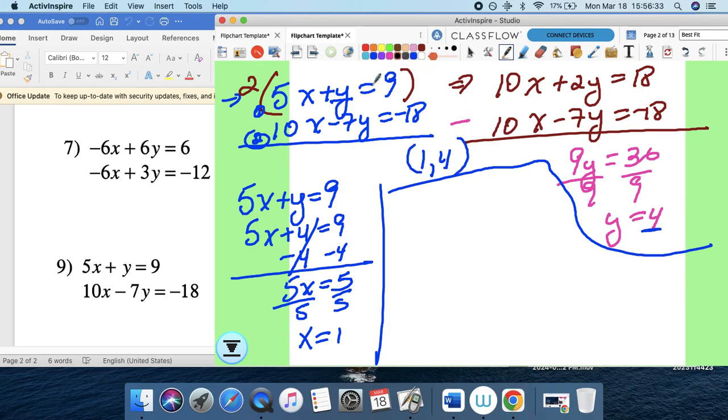Let's do the check. So in both equations, replace x and y with our values of 1 and 4. So we get equation 1, 5 times 1 plus 4 equals 9. Is that true? Yes, it is. So equation 1 is a check.